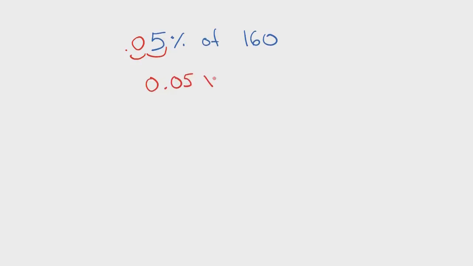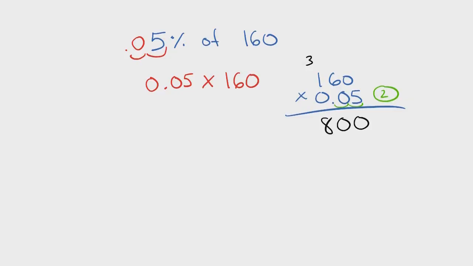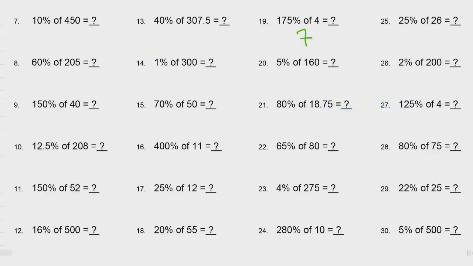So we get 0.05, and "of" is times, 160. We are going to multiply over here 0.05 times 160. The answer is 8. So I put an 8 right here. And if you were doing the evens, you would shade that one in.